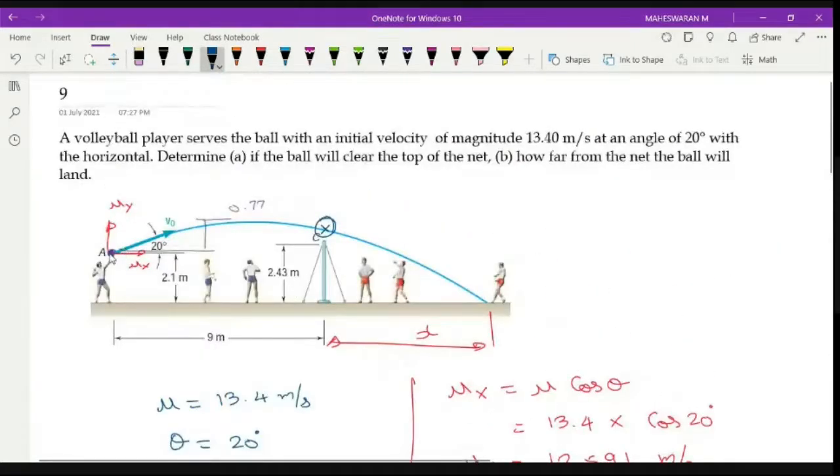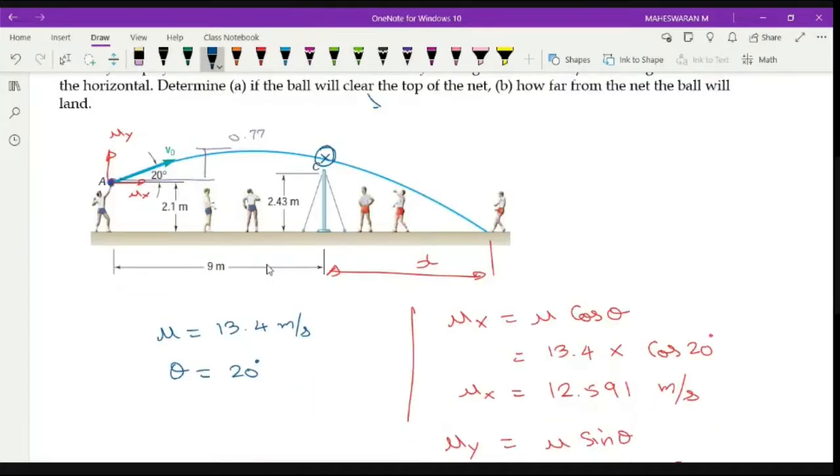We are considering only from this initial point, right? What is the distance? Okay. So this is the first one. So the first one is completed. Next, how far from the net the ball will land? How far from the net the ball will land? Okay, that is my next question. Let me consider this as case two. I will solve it again, right?